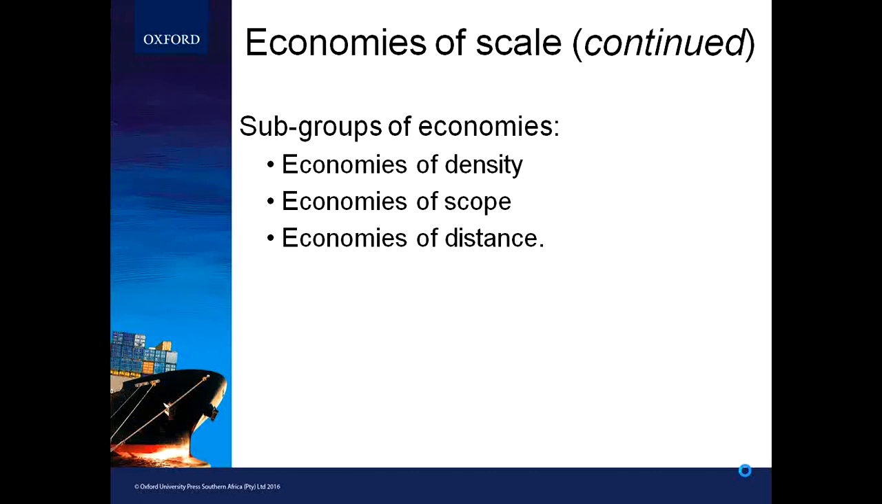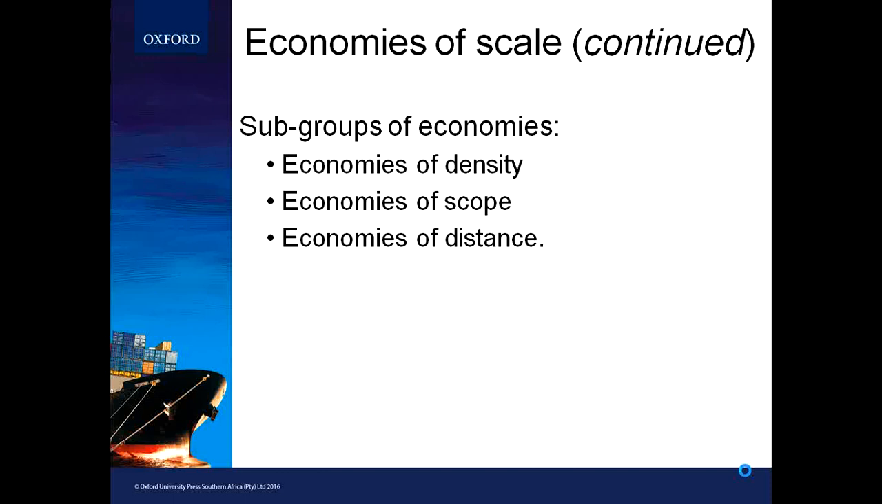The economics of density exists when the total cost to transport units of freight from their point of departure to the intended destination decreases by increasing utilization of the existing vehicle fleet and infrastructure capacity within a market area of a given size. So this is how the density happens.